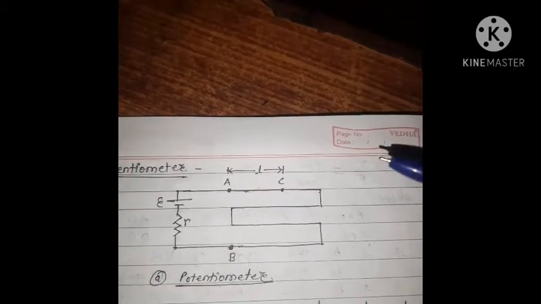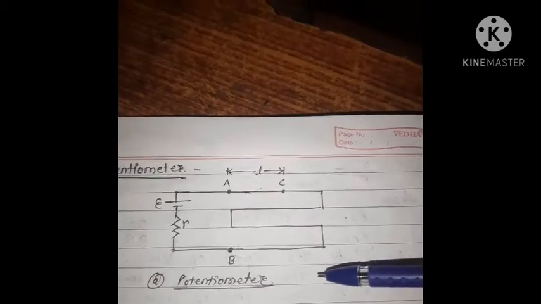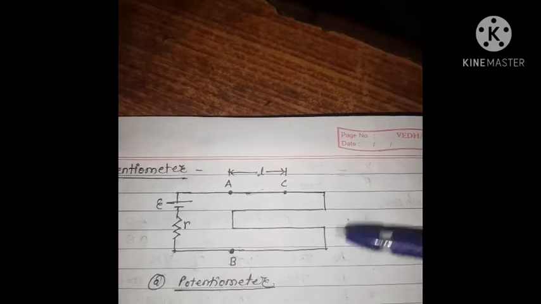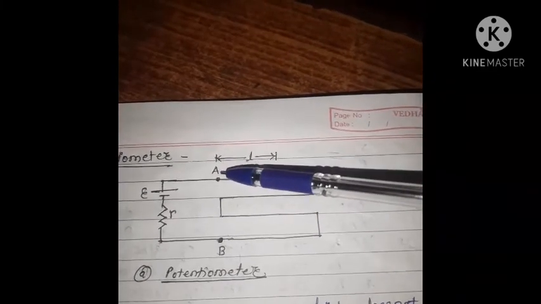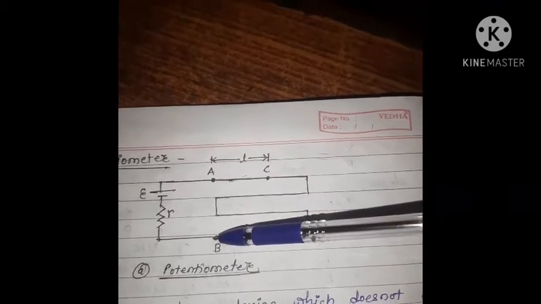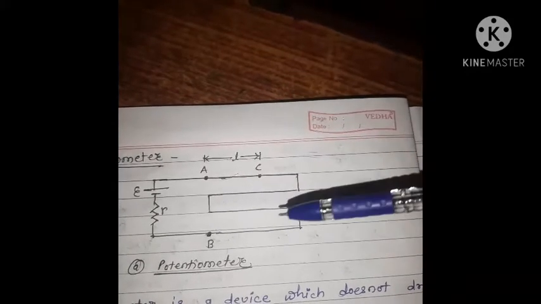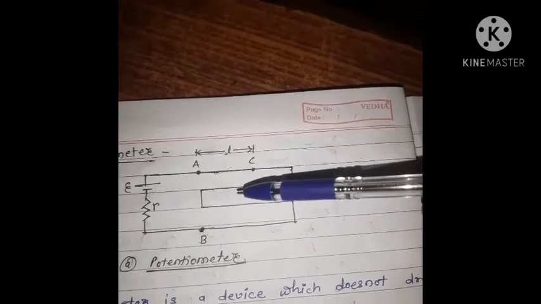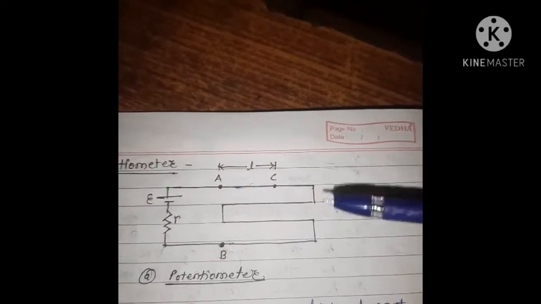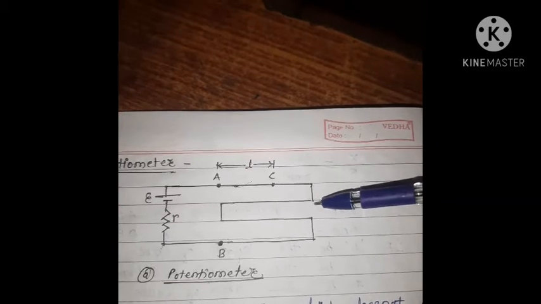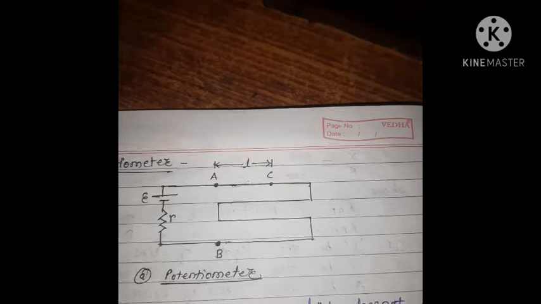The circuit diagram for potentiometer is as shown in this figure. This potentiometer consists of a wire AB, which is of length capital L, and resistance capital R, and the area of cross section of wire AB is constant or uniform.